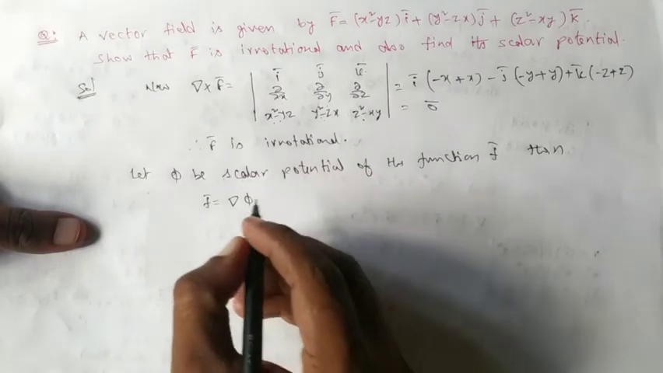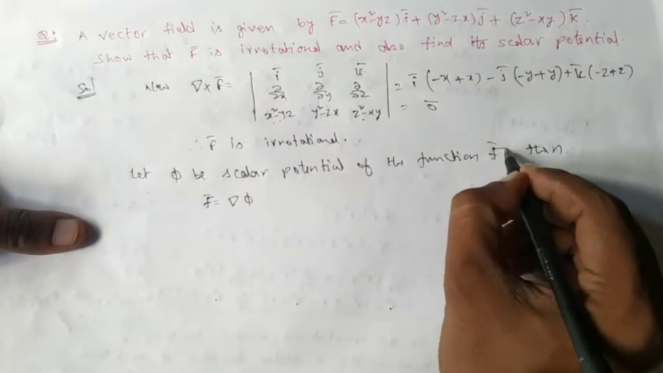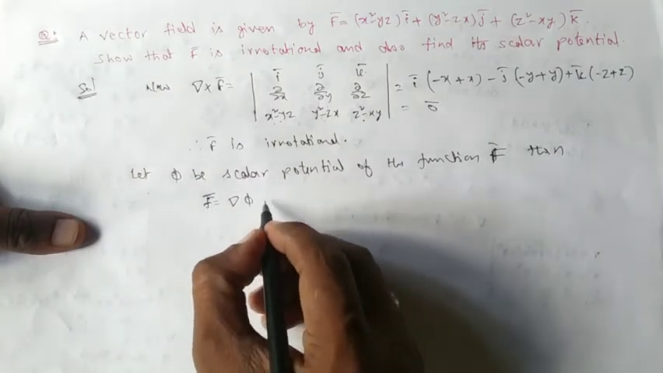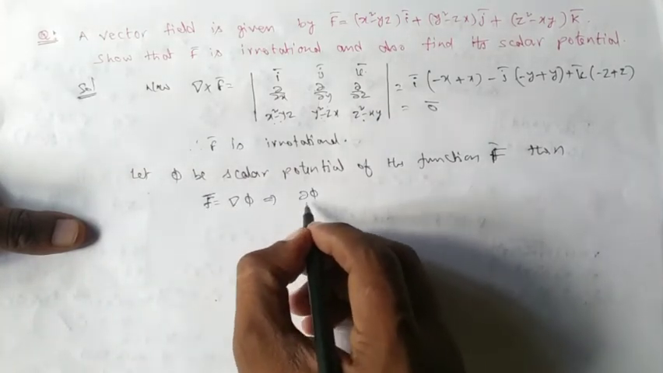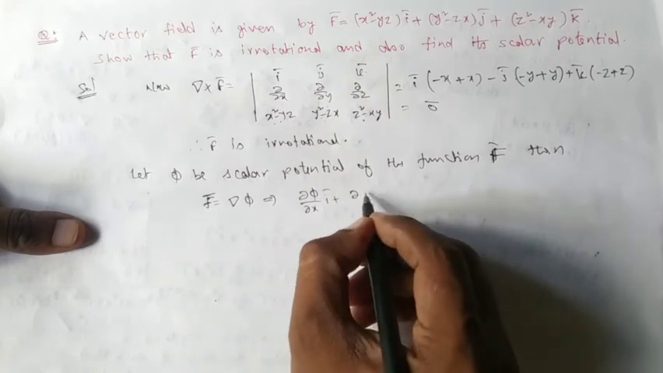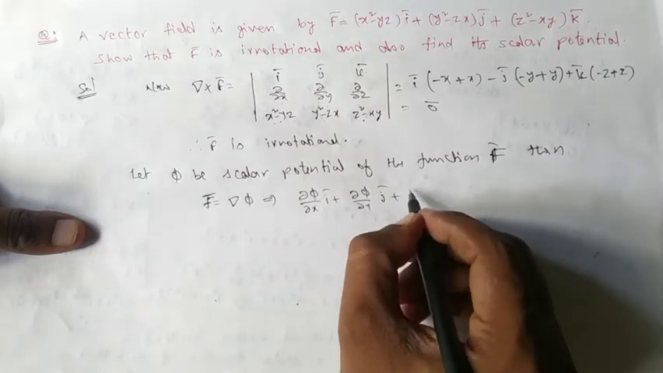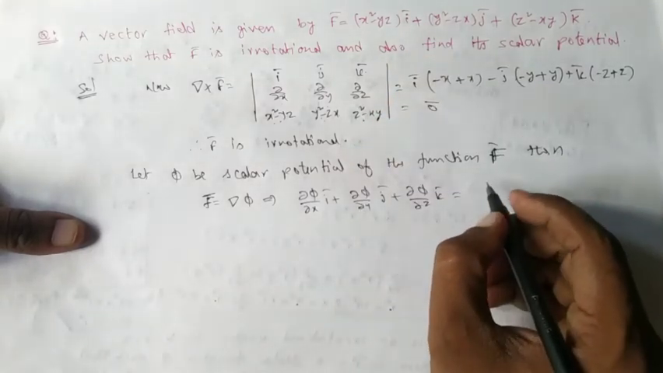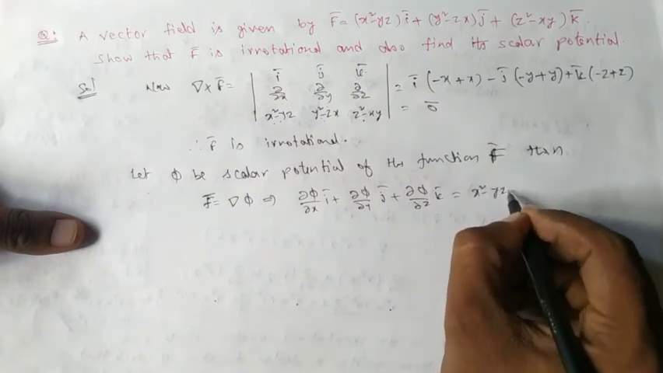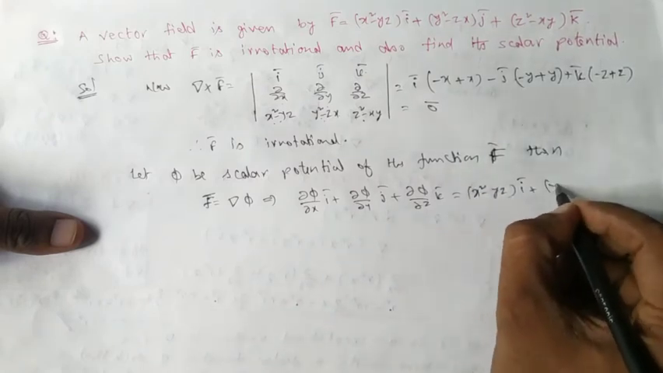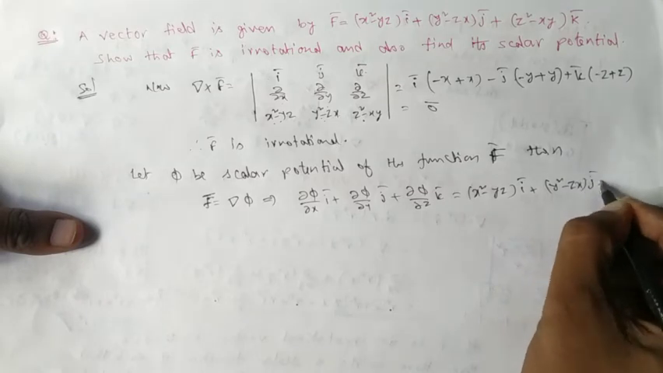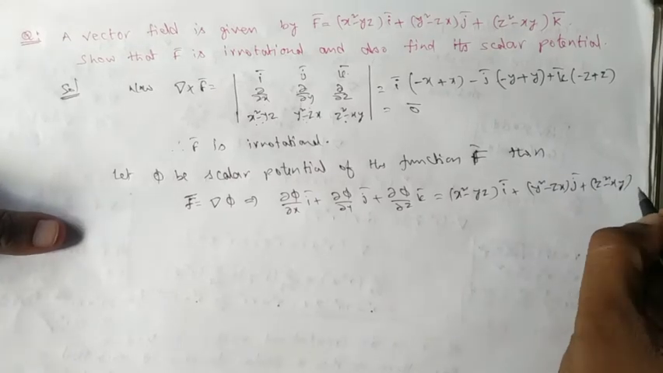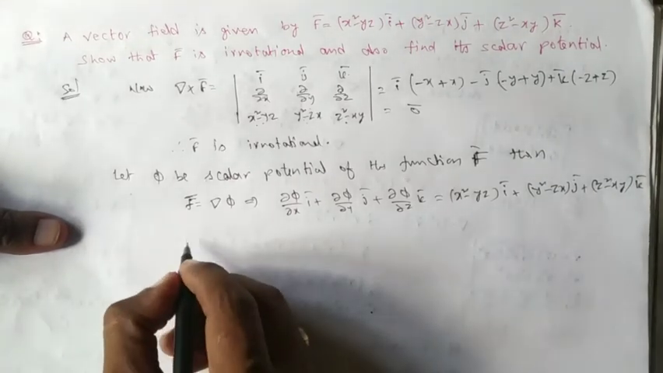Which implies, I am taking capital F bar here, since F bar is given as capital F bar. Now grad pi is nothing but dou pi by dou x into i bar plus dou pi by dou y into j bar plus dou pi by dou z into k bar, equal to our F bar, which is x square minus yz into i bar plus y square minus zx into j bar plus z square minus xy into k bar. So you can equate them.